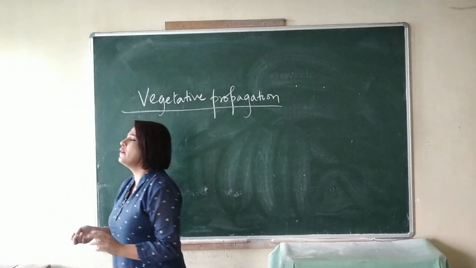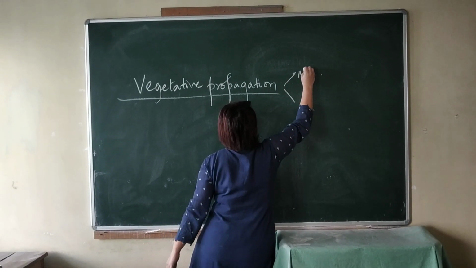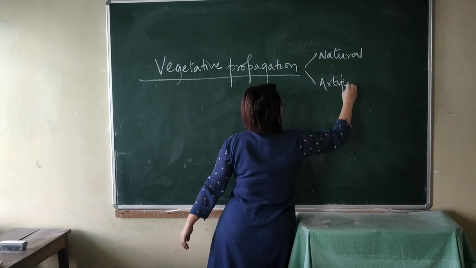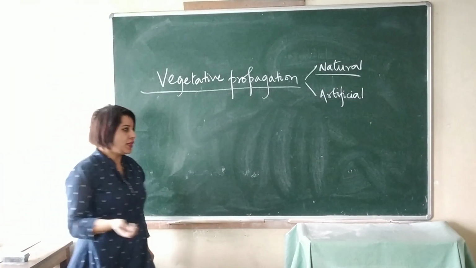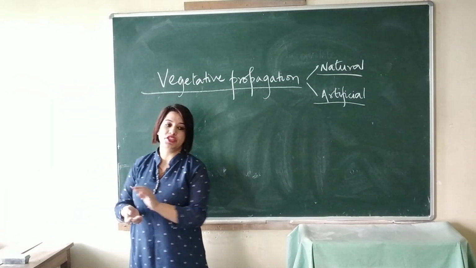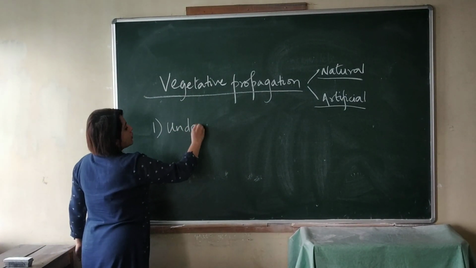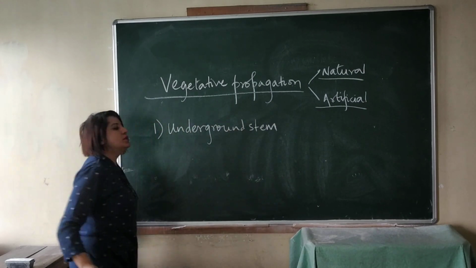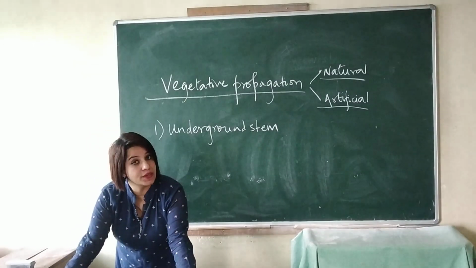Vegetative propagation is also of two types: natural and artificial. Natural, from the name itself, from nature, and artificial, man-made. Today we will be discussing the natural method of vegetative propagation. The first method is by using underground stem. Now can you all think of any examples of an underground stem?